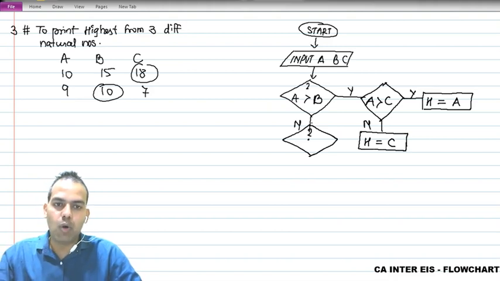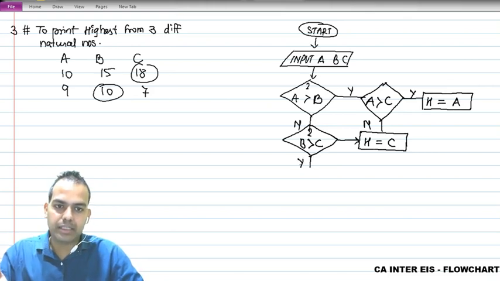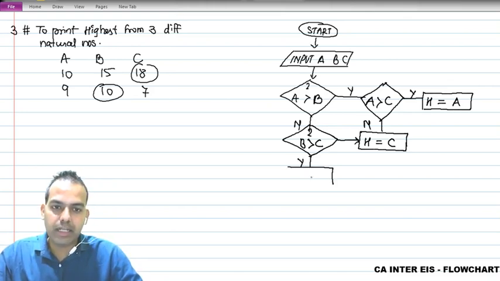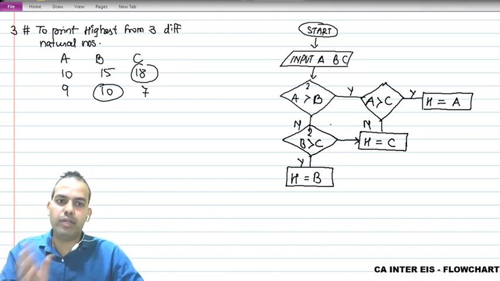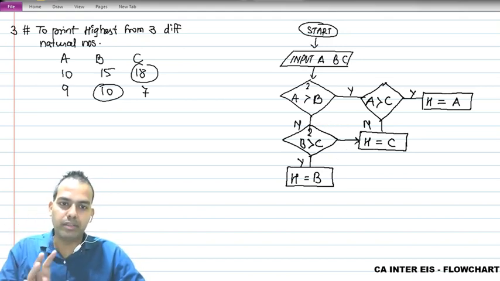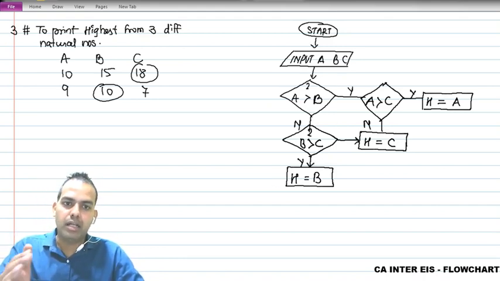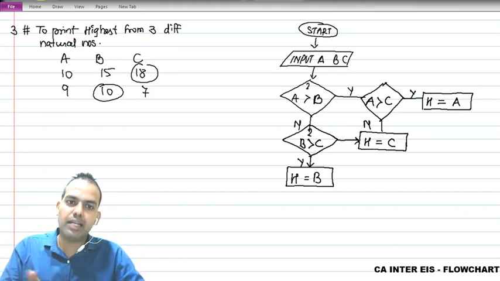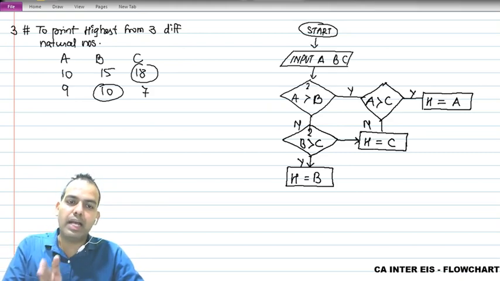Suppose the answer is no, that means B is greater. So we have to compare B with C. But if the answer comes yes, that means who is greater? Then by default, highest will be B. So this is very simple. Just look at this very carefully. You will understand what equation I am trying to frame out here. If the program comes like A is greater than B, the answer is no, that means B is greater. Then again I'll compare B with C. If again the answer is yes, that means B is the highest. But if the answer comes no, then highest will be C.